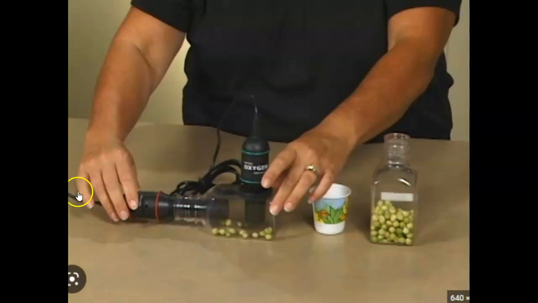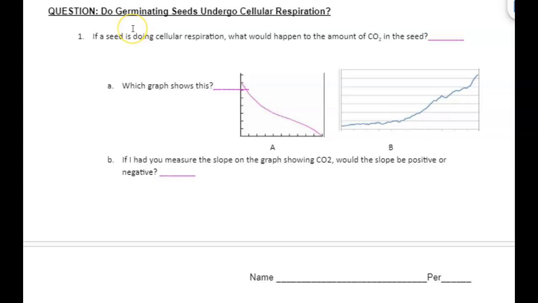Remember, if they're doing cellular respiration, they're using oxygen, getting rid of CO2. And so these detectors can detect that. So before we look at our actual data, let's look at what it might mean when we get our data.